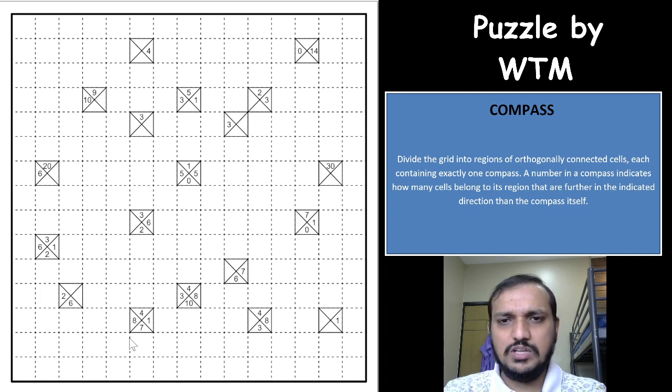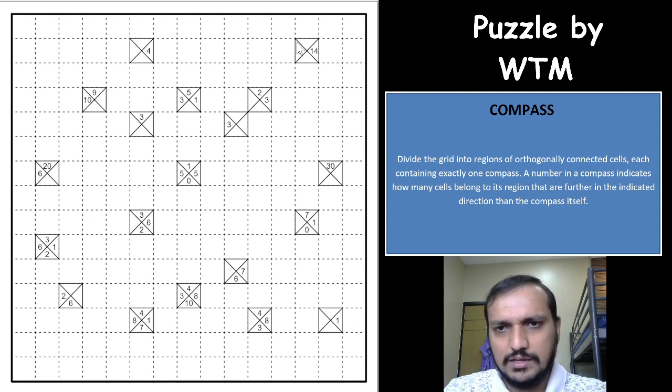You need to fulfill all the compass clues, and every cell should be part of a region. Some clues are not given, and that indicates it can have any number of cells, including 0. So with that, let us start solving this puzzle.